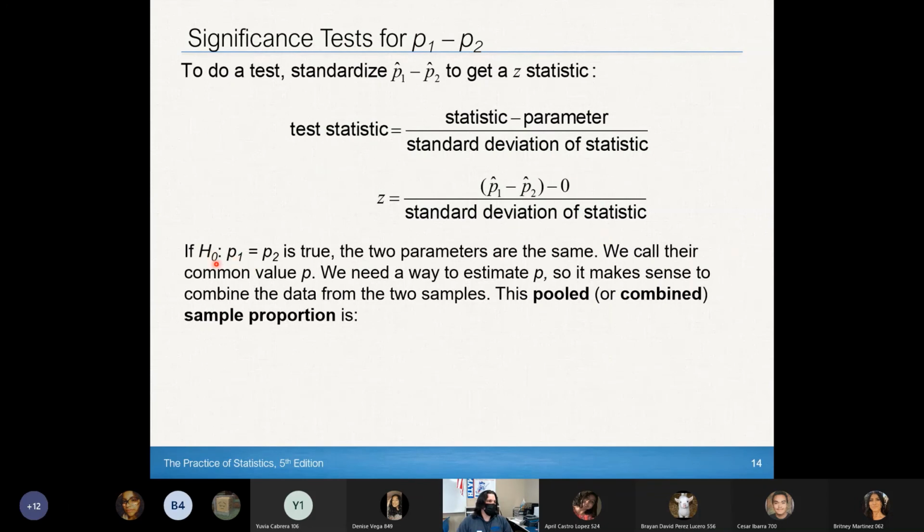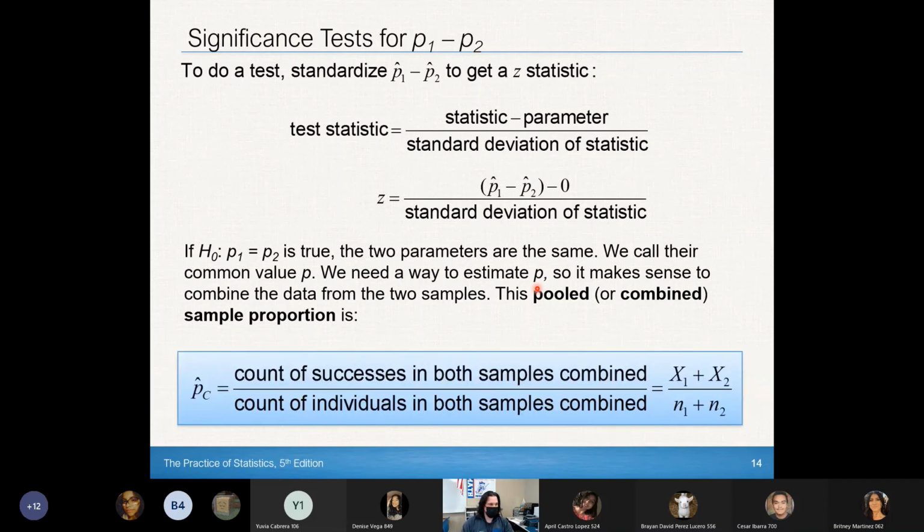Right? If the null hypothesis that p1 equals p2 is true, the 2 parameters are the same. We call their common value p. We need a way to estimate p, so it makes sense to combine the data from the 2 samples. This pooled or combined sample proportion is p hat c equals count of successes in both samples combined, divided by the count of individuals in both samples combined. So x1 plus x2 divided by n1 plus n2.